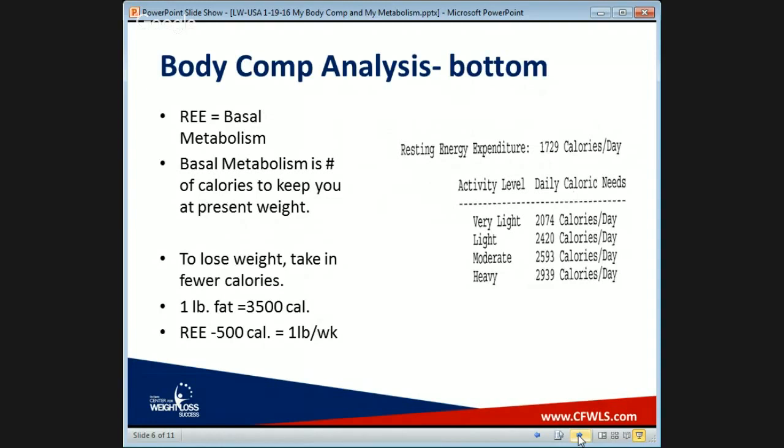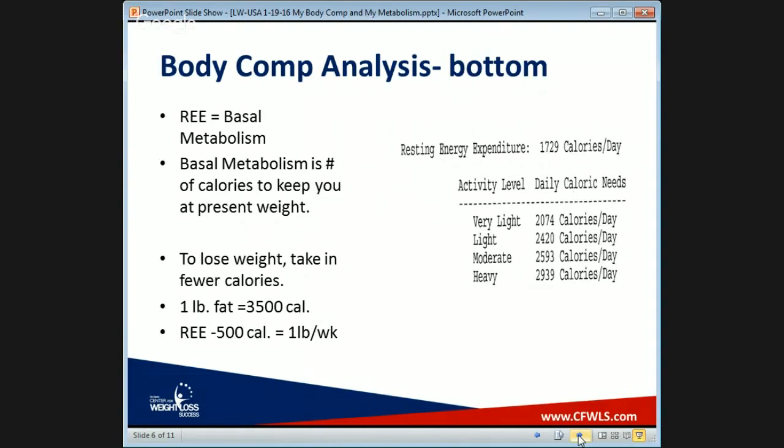Now, again, there was a problem with that calculation, but let's say that calculation was accurate and you are average. In order to lose weight, you have to take in fewer calories. From a math perspective, to get rid of a pound of fat, you have to get rid of about 3,500 calories. So if you're trying to lose a pound a week, you've got to get rid of 3,500 calories in a week, or about 500 calories a day. 500 calories times 7 is 3,500 calories in a week. So in theory, you take that resting energy expenditure and subtract off 500 calories. In this instance, 1729 minus 500 puts you at 1229, or about 1,200 calories. You would be losing about a pound a week in that caloric range.